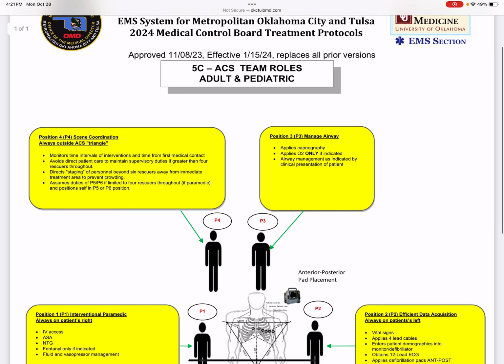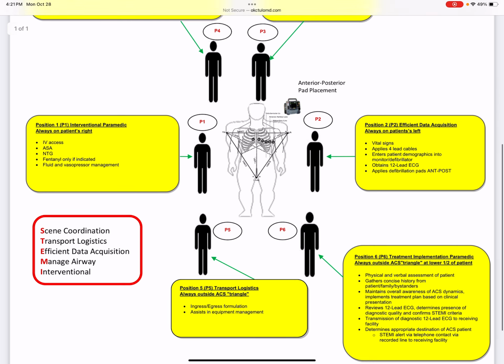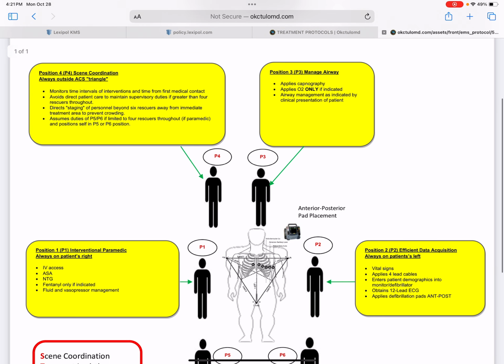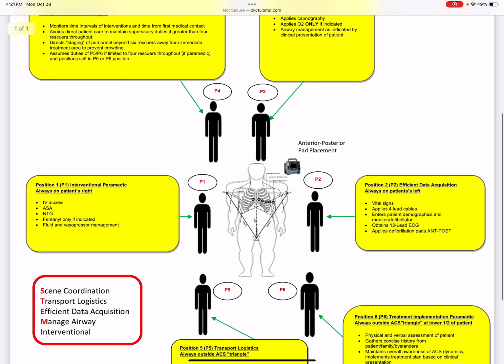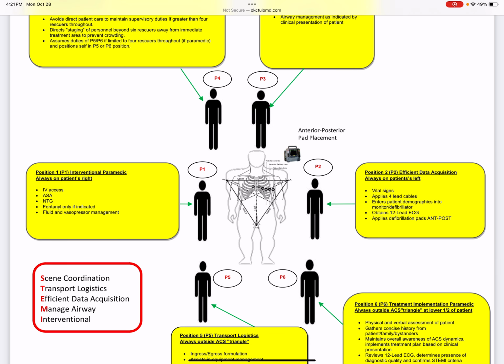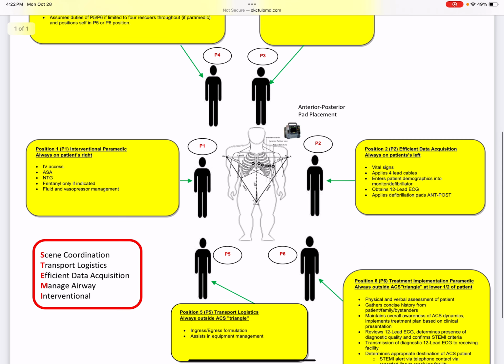It's just for ACS. So you have your 6 different team roles. That's obviously assuming your best case scenario that you have a 4-person engine crew on scene and a 2-person ambulance on scene. If you look at the bottom, it has this little acronym and it's STEMI, but it's not what we think of STEMI. And it's more or less just talking about how we're going to treat this scene. So S is scene coordination, T is transport logistics, E is efficient data acquisition, M is manage airway, and then I is interventional. So just a kind of a clever little way to remember how to run this scene.